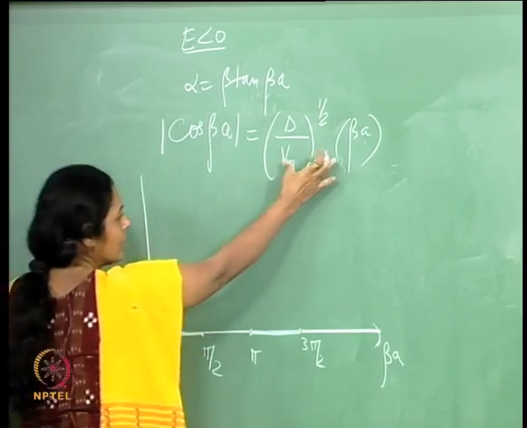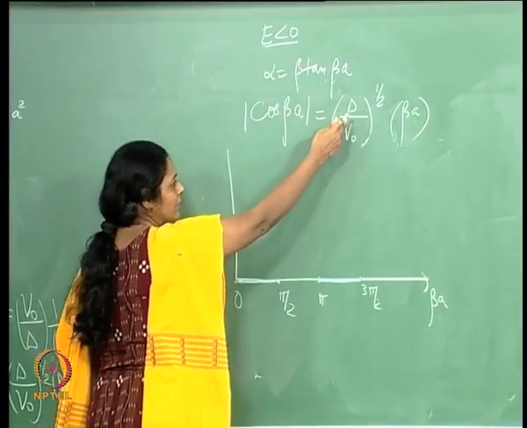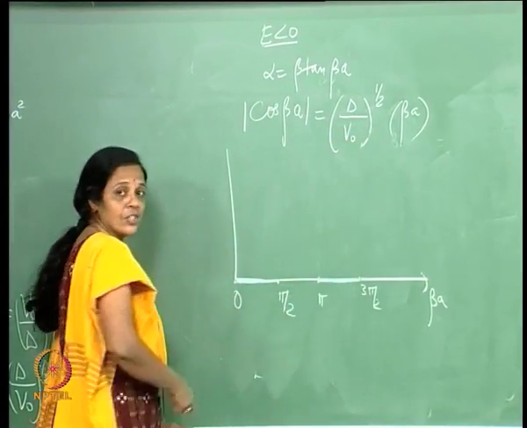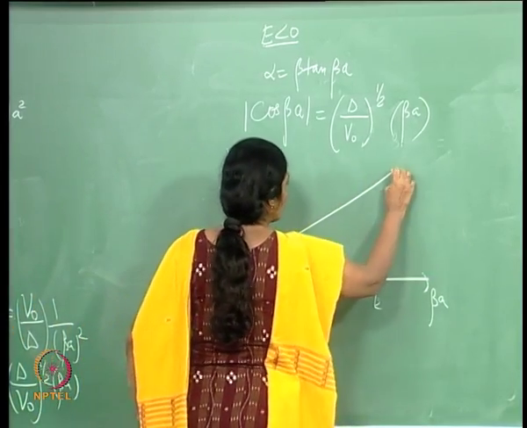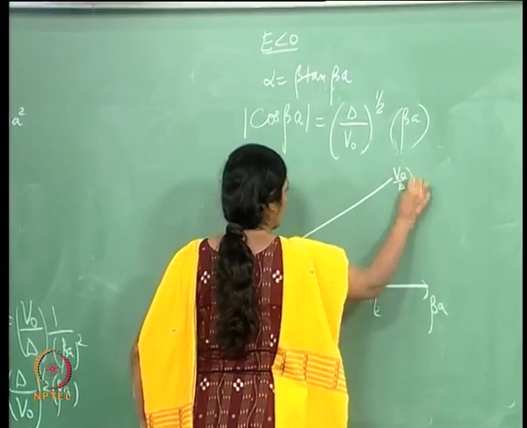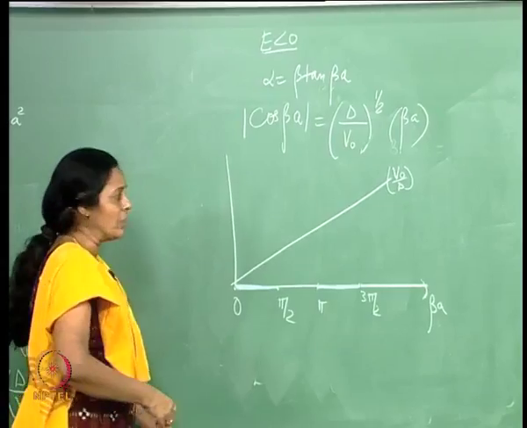So I can plot the right hand side separately here. I plot delta by v naught to the power of half, beta A versus beta A. That's going to be a straight line. So basically I can choose various values of V naught by delta. So I get straight lines depending on the value of V naught by delta.